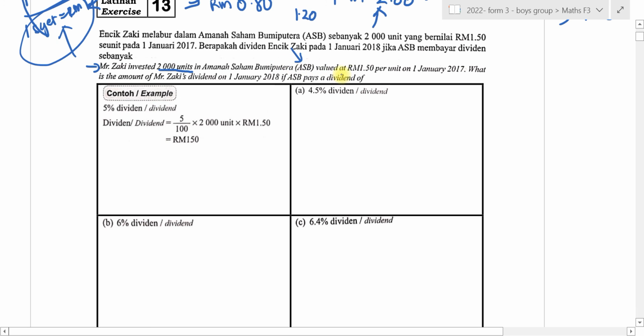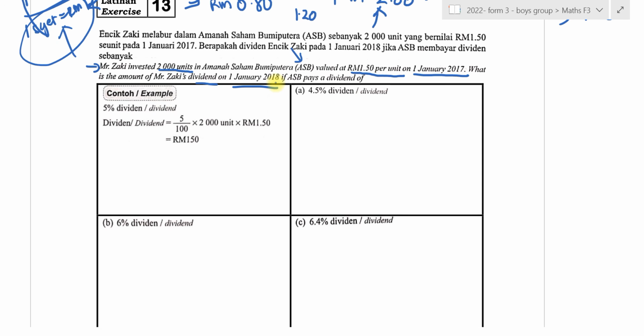Okay. Amanah Saham Bumiputera is valued at 1 ringgit 50 cent per unit on 1 January 2017. See? 1 ringgit 50 cent at 1 January 2017. What is the amount of Mr. Zaki's dividend on 1 January 2018 if ASB pays dividend? Oh, this one is calculation of dividend only, easy.